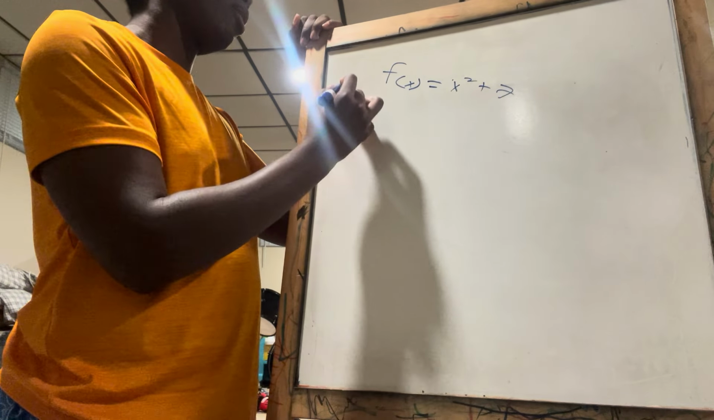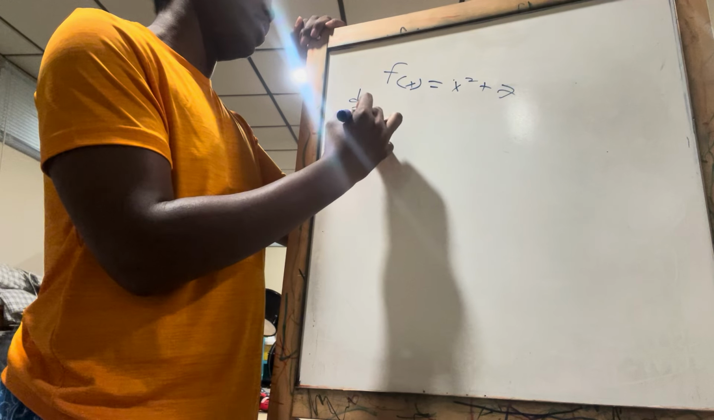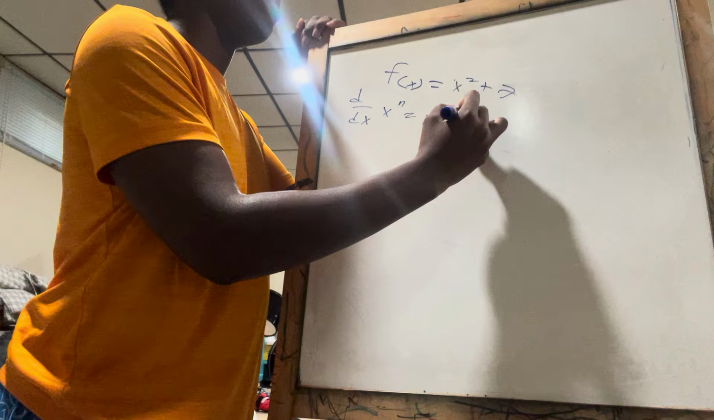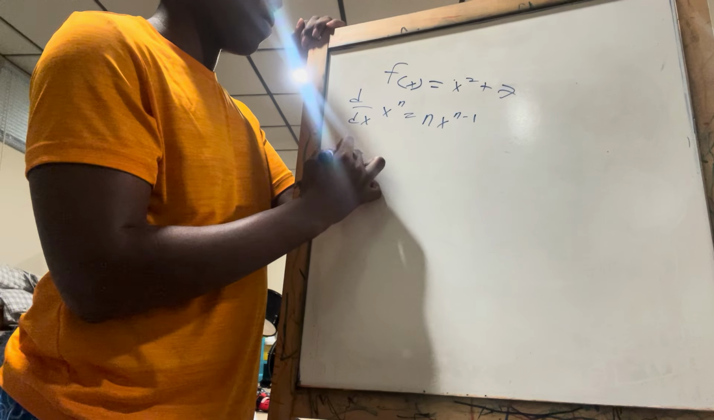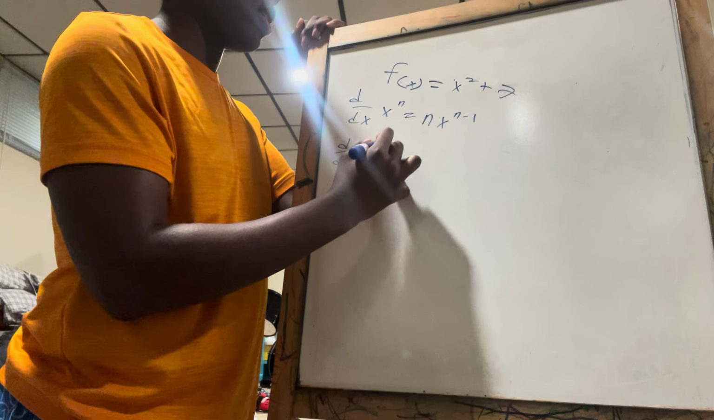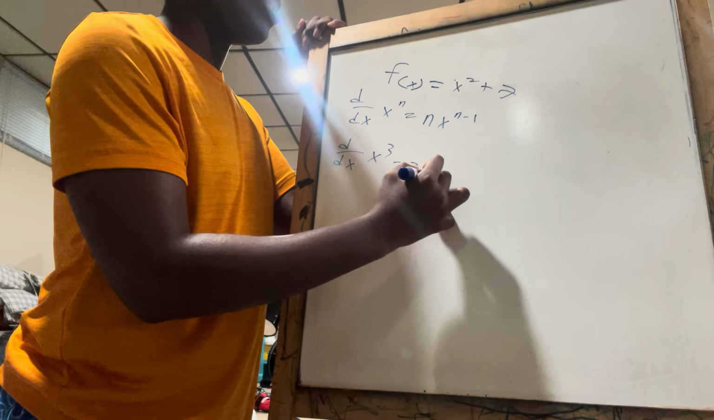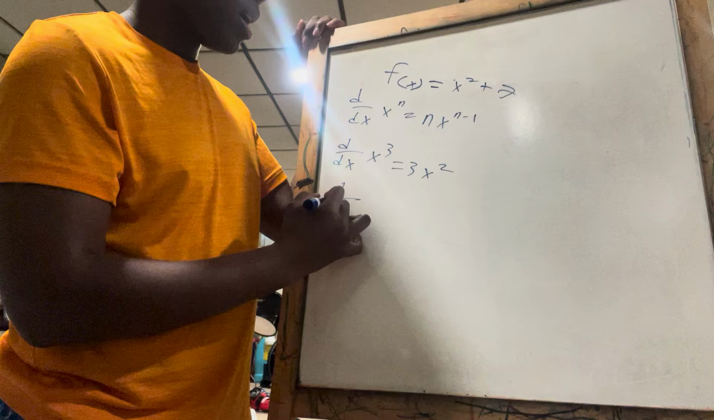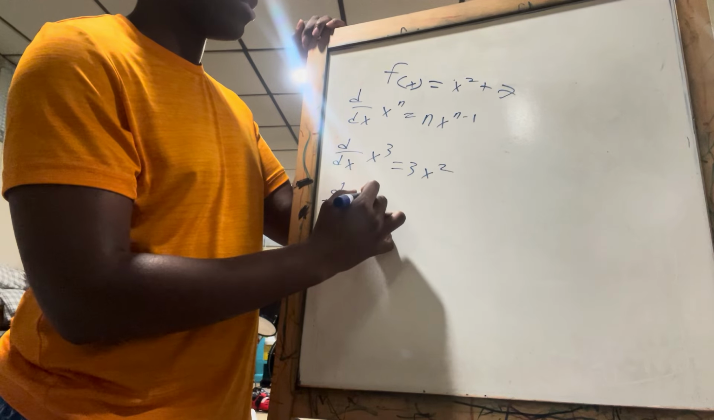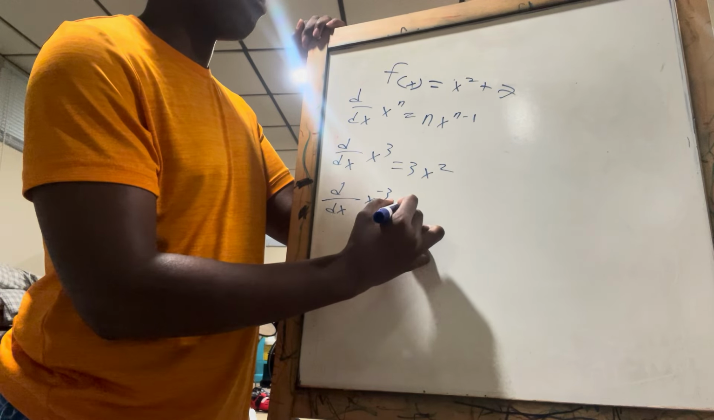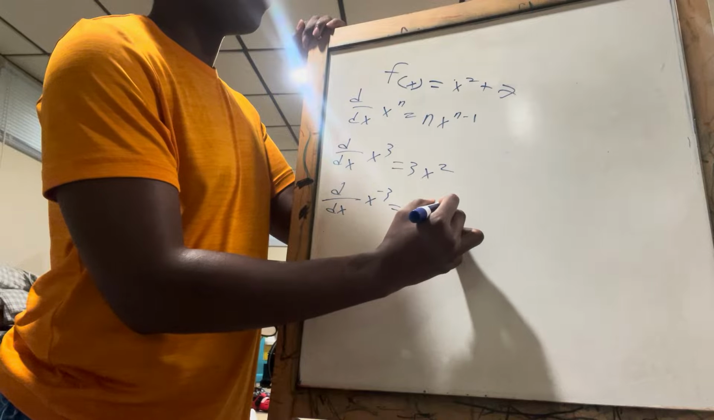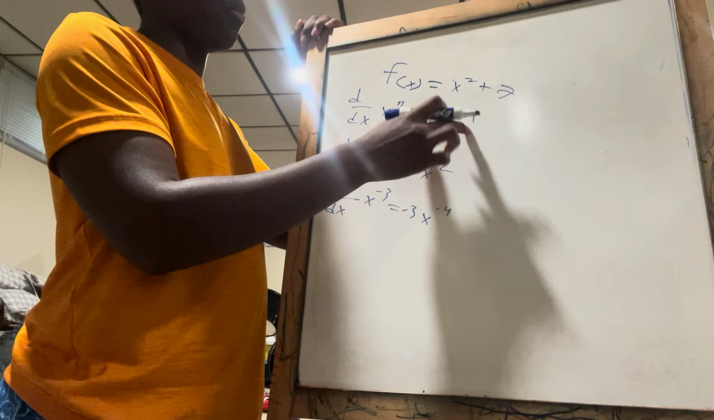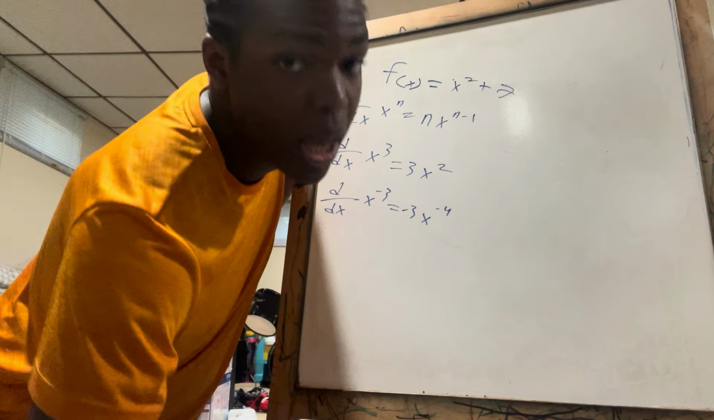First is the power rule. So d of dx of x to the n is n x to the n minus 1. For example, the derivative of x cubed is equal to 3x squared. This also works for negative numbers. So if it's x to the minus 3, it would just be minus 3x to the minus 4, because minus 3 minus 1 equals minus 4. Keep that in mind.